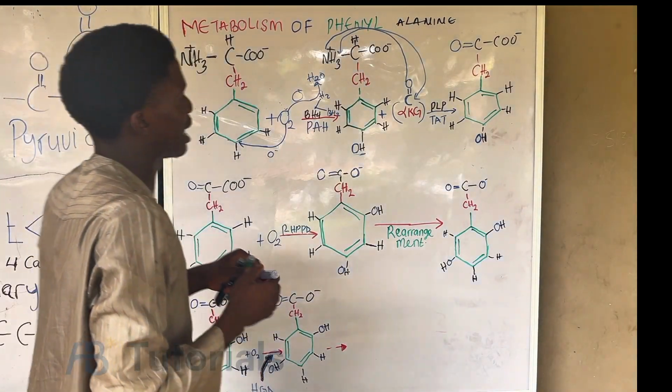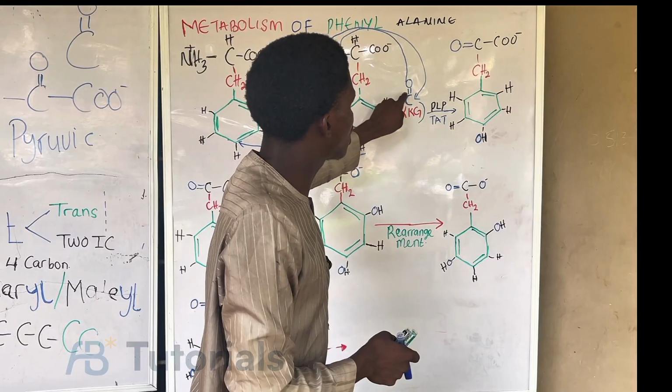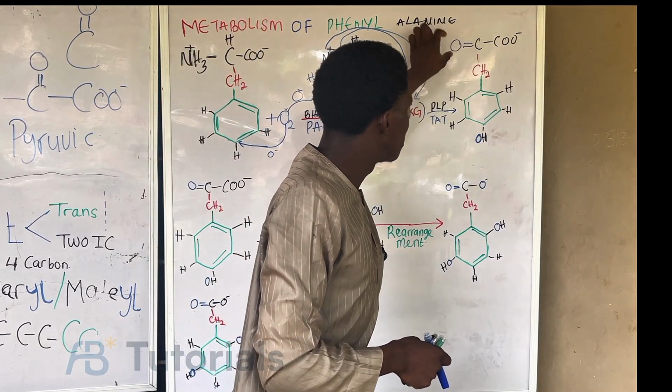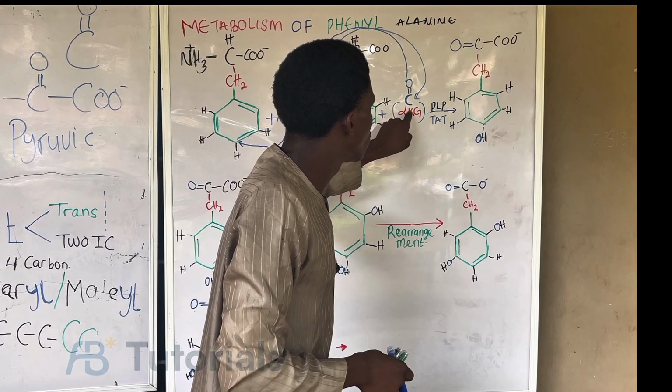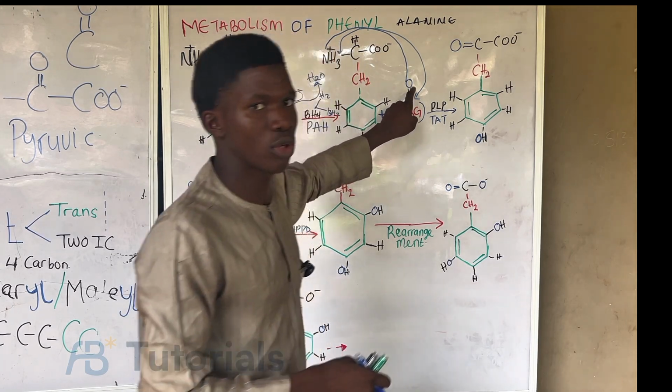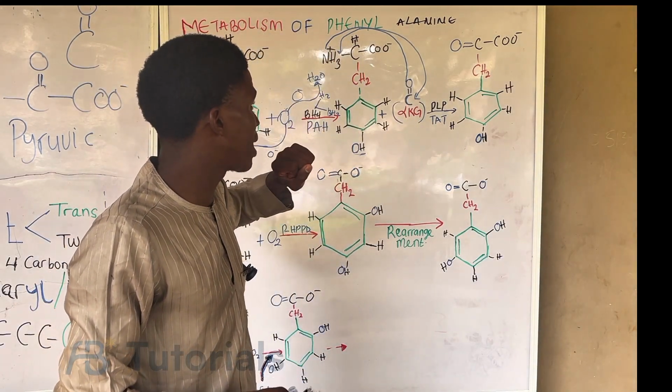I hope it is clear. And that is how we have this. The oxygen and this double bond are going to come here, while this ammonia part is going to this carbon of the ketone. I hope that is clear.